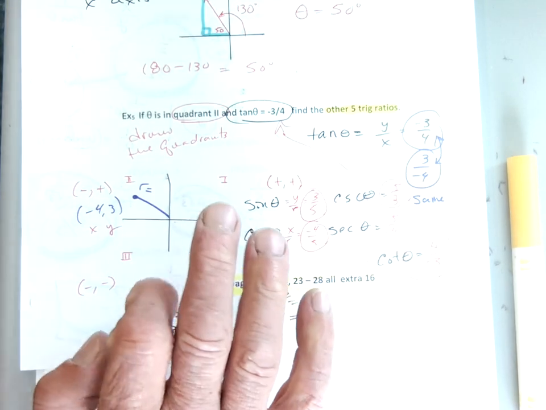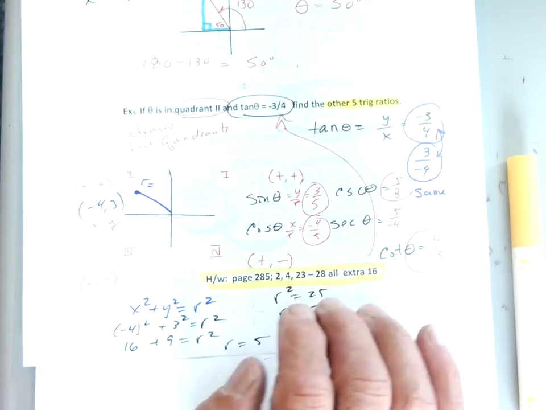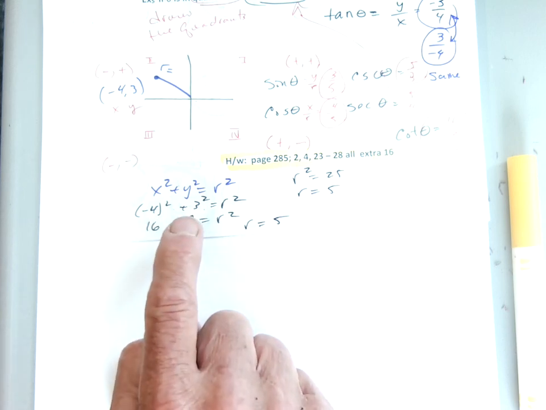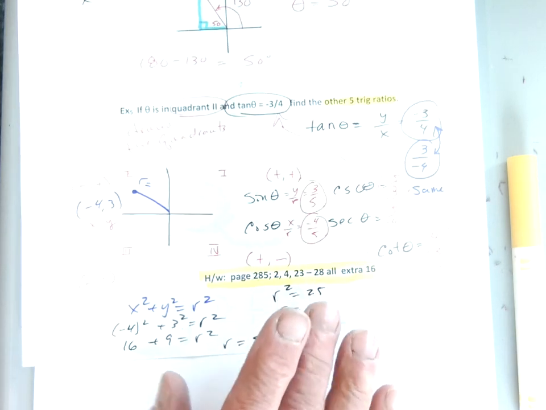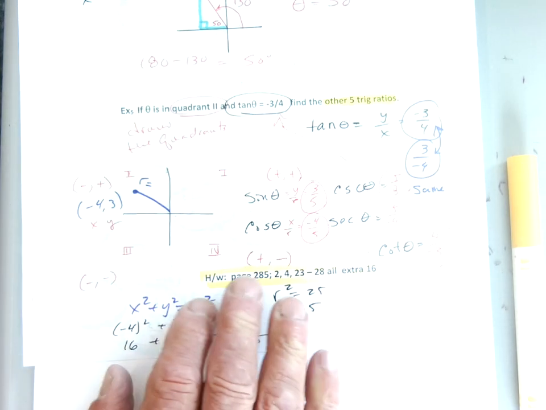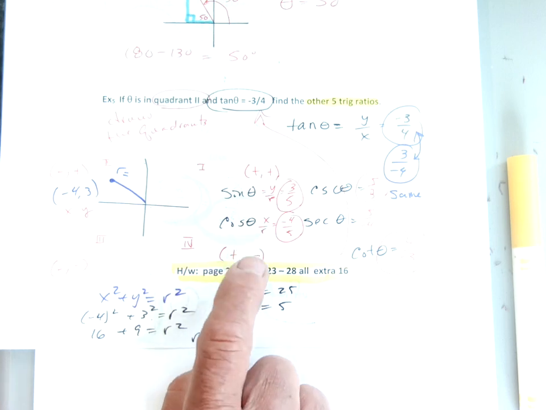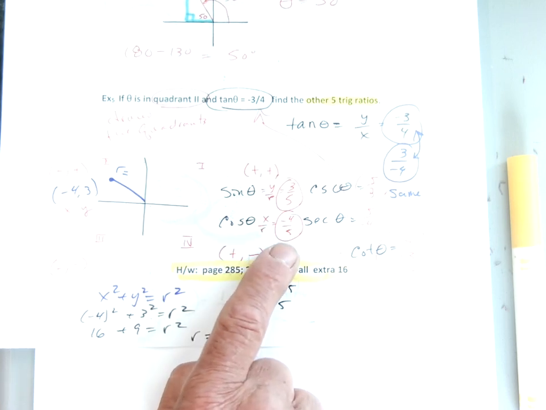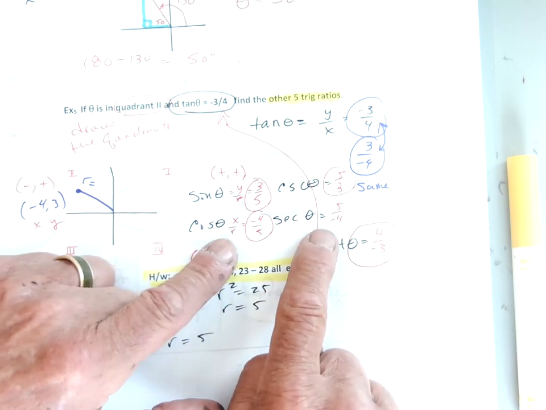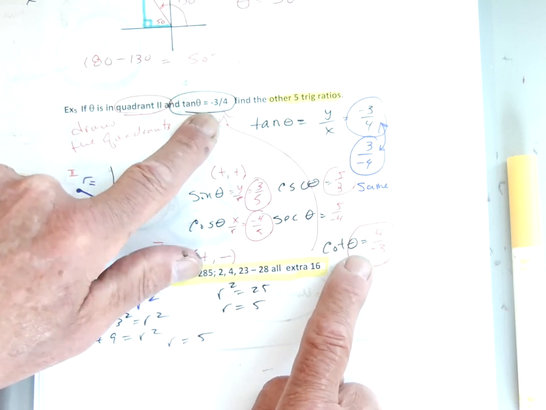Okay, now, if I'm going to do sine, cosine, cosecant, secant, and cotangent, I need the radius. So I did the Pythagorean theorem to find the radius, x squared plus y squared equals r squared, and r equals 5. So I knew x is negative 4 from the point, y is 3 from the point, and the radius is 5. And then I just filled in sine, y over r, 3 over 5. Cosine, x over r, negative 4 over 5. Cosecant, which is the reciprocal of sine, is 5 over 3. Secant, which is the reciprocal of cosine, is 5 over negative 4. And then cotangent, which is the reciprocal of tangent, is 4 over negative 3.